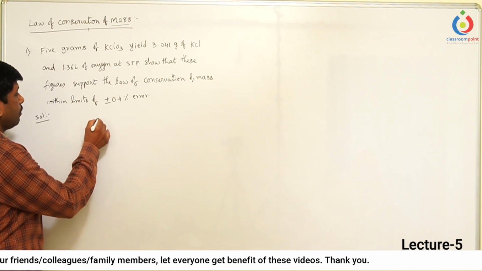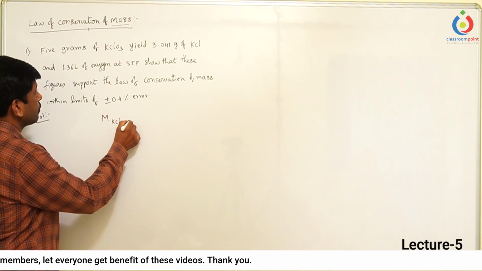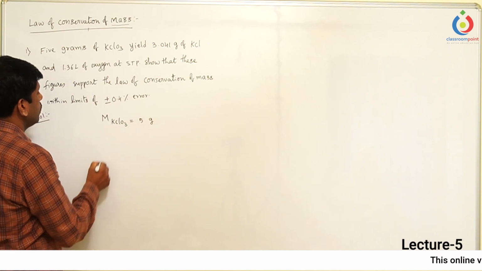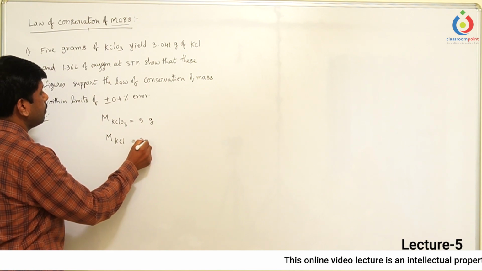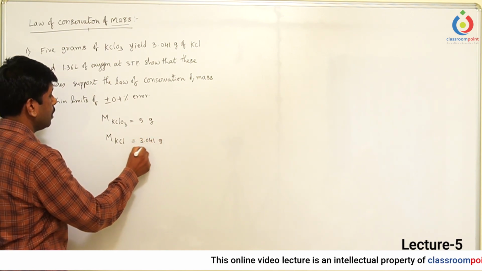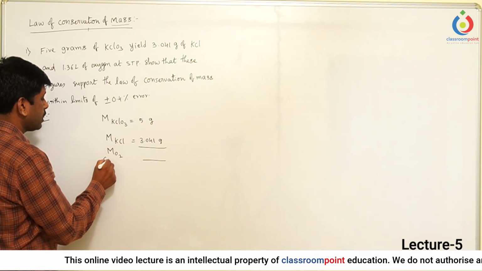First of all, let us write down the data. So mass of KClO3 is given as 5 grams and mass of potassium chloride is given as 3.041 grams. So the difference could be the mass of oxygen. This is what we are expecting.